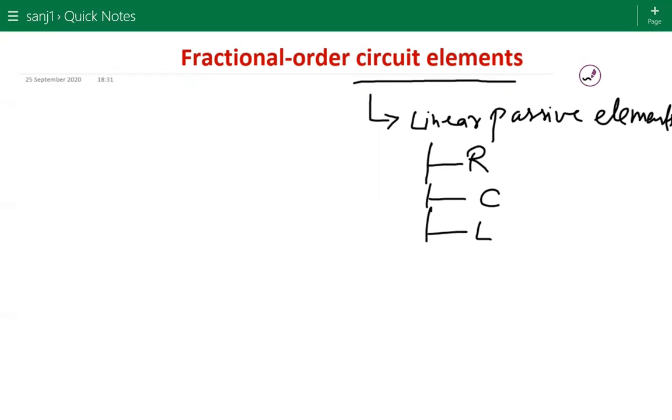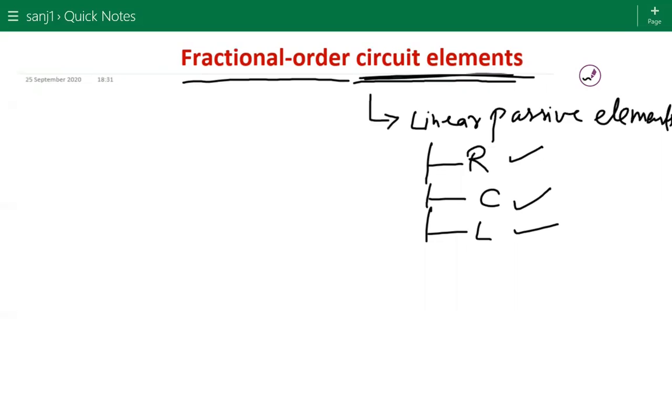Now, these circuit elements are mainly the linear passive circuit elements, which are represented by R, C, and L. Now, when the fractional domain is added to these linear passive elements, then the whole circuit or the whole circuit elements are known as the fractional order circuit elements.